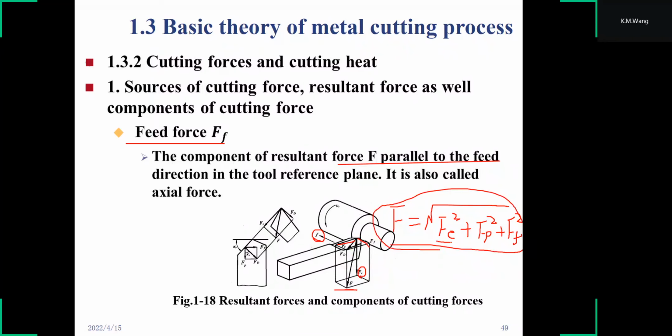Generally, the primary cutting force is the most important for the total cutting force. And the next is the back force. And the last is the feed force. We should remember that the primary cutting force is the most important for the cutting force, and the primary cutting force is related to the cutting speed. This is related to the speed of the cutting.